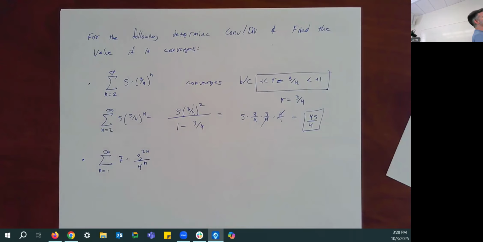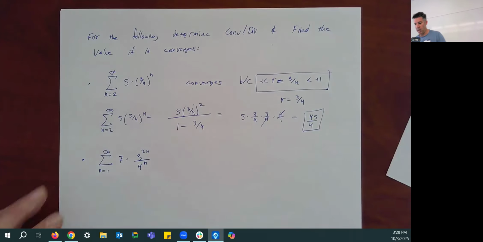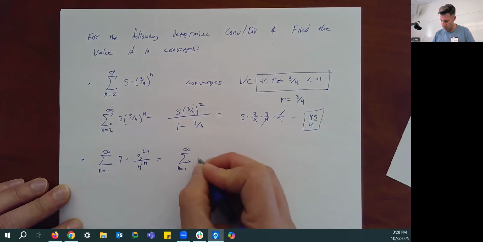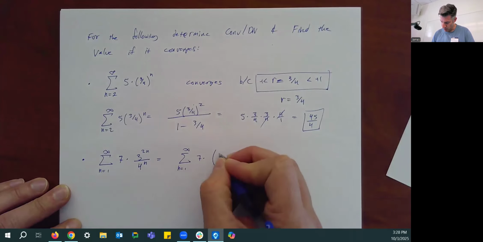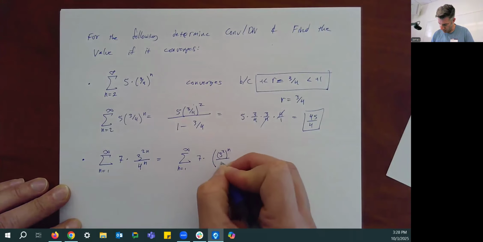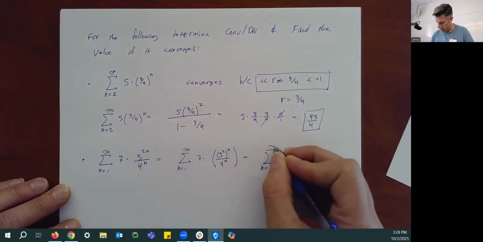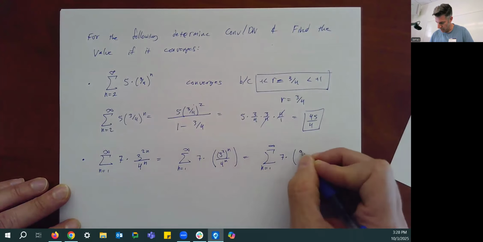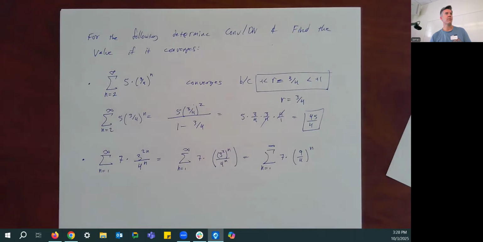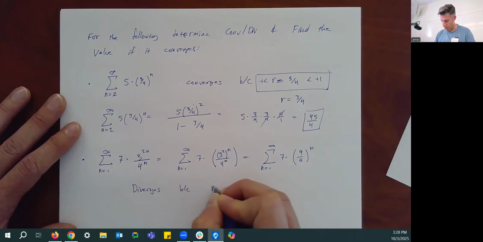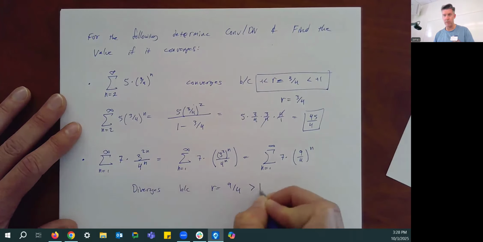If I rewrite this, I can rewrite this as the sum from n equals 1 to infinity of 7 times 3 to the 2 to the nth power over 4 to the nth power, which is really the same as the sum from n equals 1 to infinity of 7 times 9/4 to the nth power. Clearly my ratio is too big here, right? This diverges because my ratio, which is 9/4, is larger than 1.